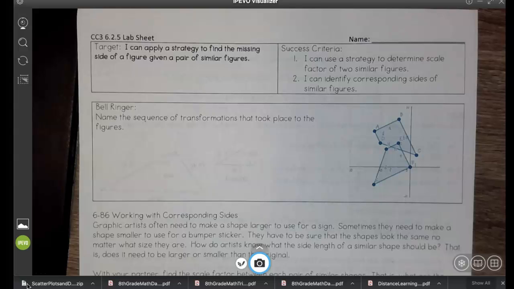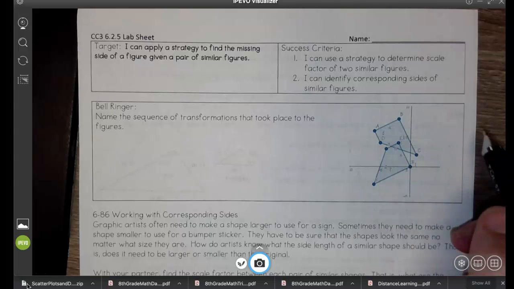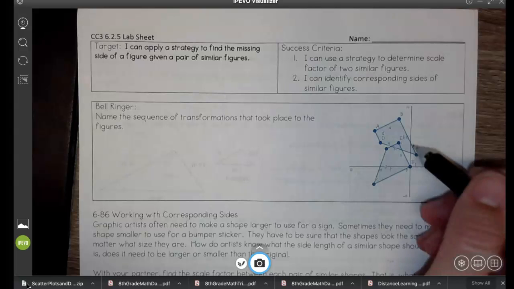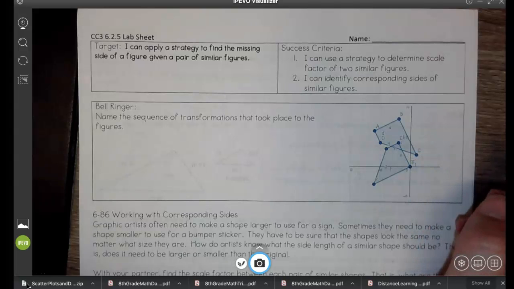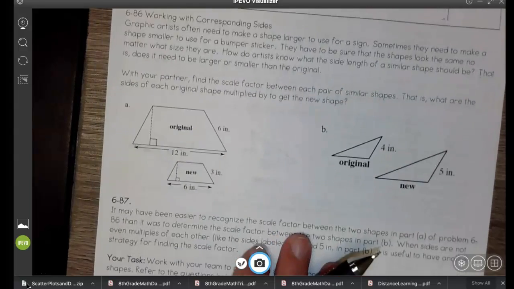So what happens here, the bell ringer will be your first slide. So you will have to name the sequence of transformations that took place from this figure A, B, C, D to get this figure down here. I can't read it, it's A or E, F, G, and H is what I believe it is. So then you'll write those steps in your slide.